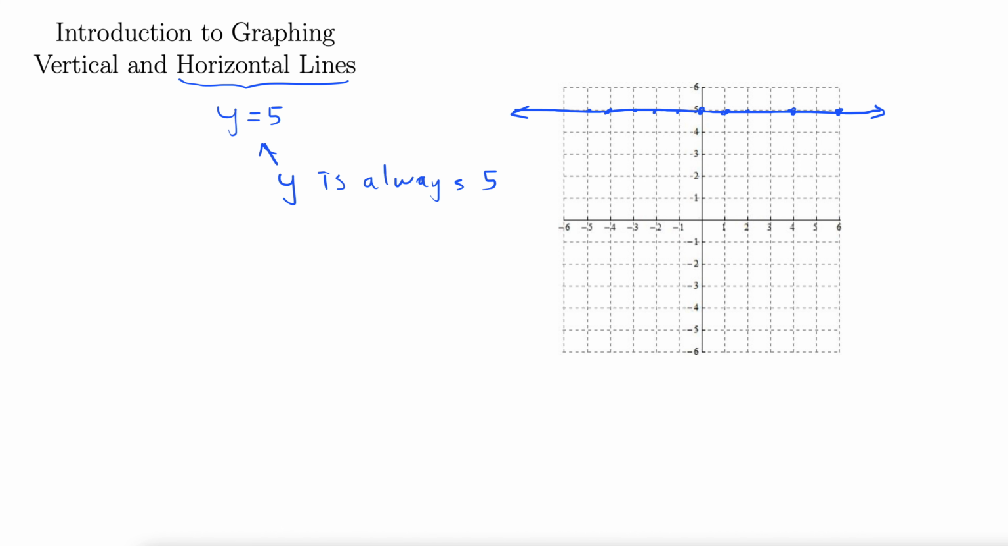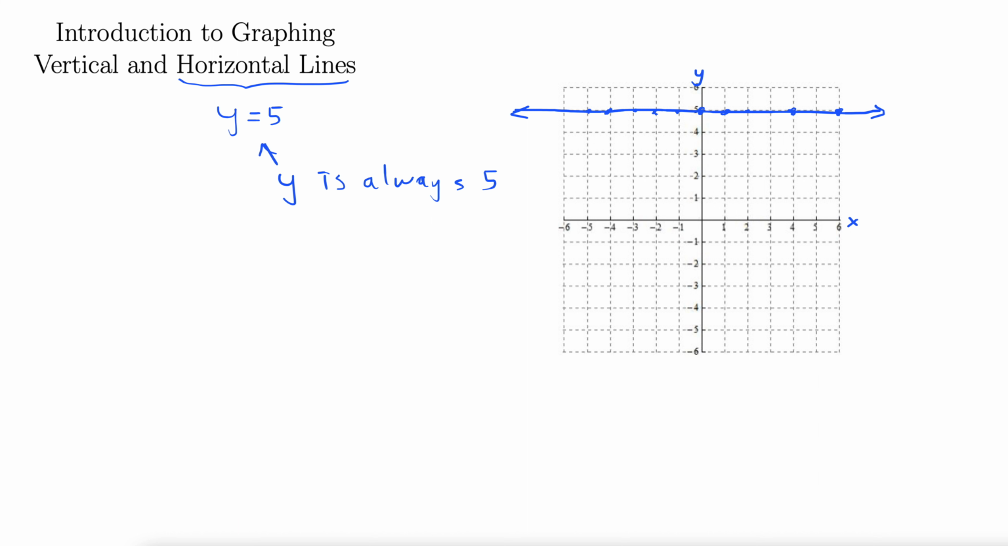Right? And it's a little counterintuitive because when we think y, especially because our y-axis is the vertical one and our x-axis is the horizontal one, sometimes when we see y equals 5, we want that to be the vertical line. But what you have to remember is this is just telling us that y is always 5 regardless of x, and that makes a horizontal line.